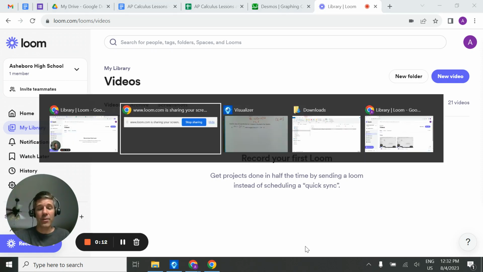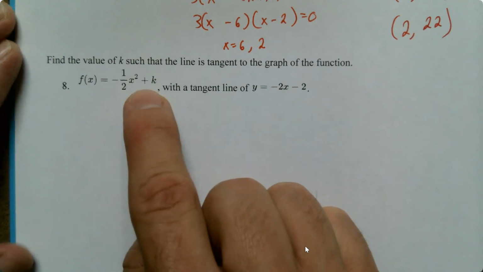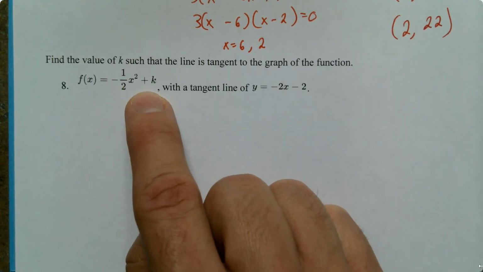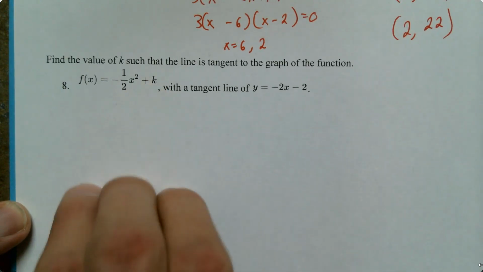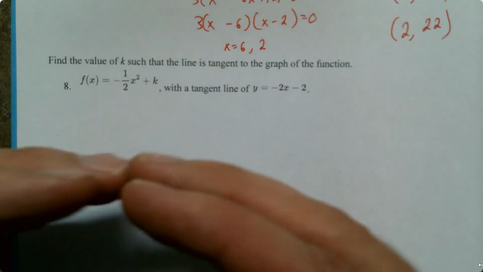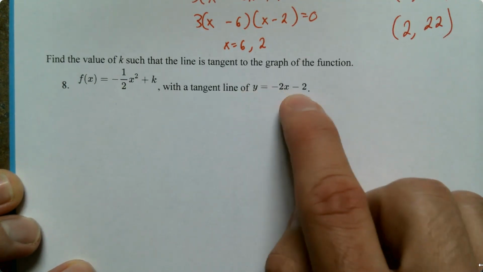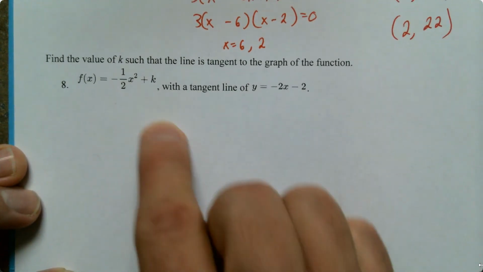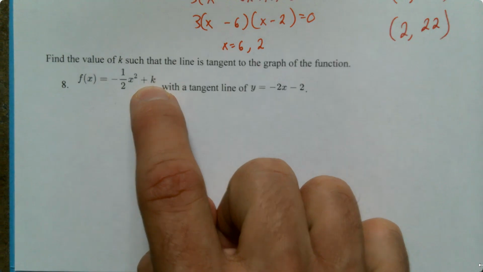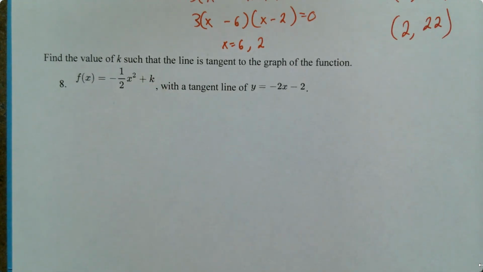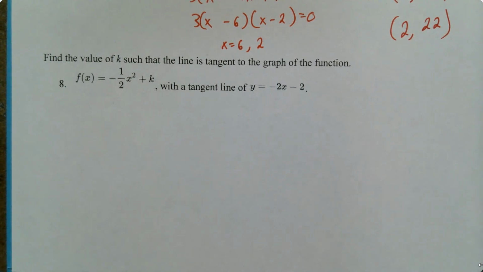So we have some function, and let's get a visual for it. This is a parabola that is upside down, so it's kind of a frowny face. It has some vertical shift, and we don't know where exactly it is. And then there is a line that is tangent to that, so y equals negative 2x minus 2. So there's some parabola and a line that is tangent to it, and we want to know the k value on this function that would make that a true tangent line. So let's just go with what we know.